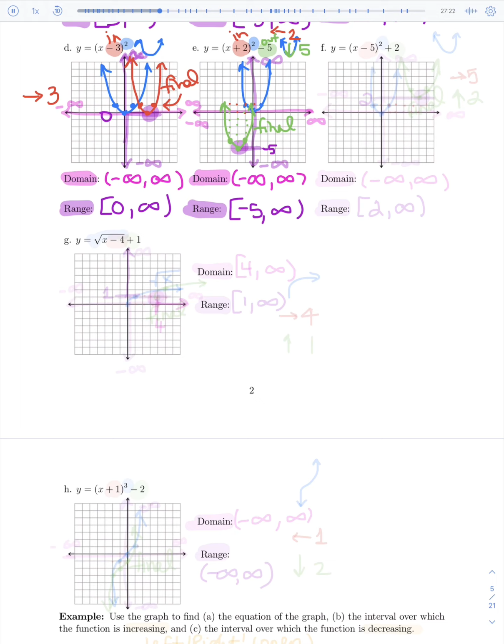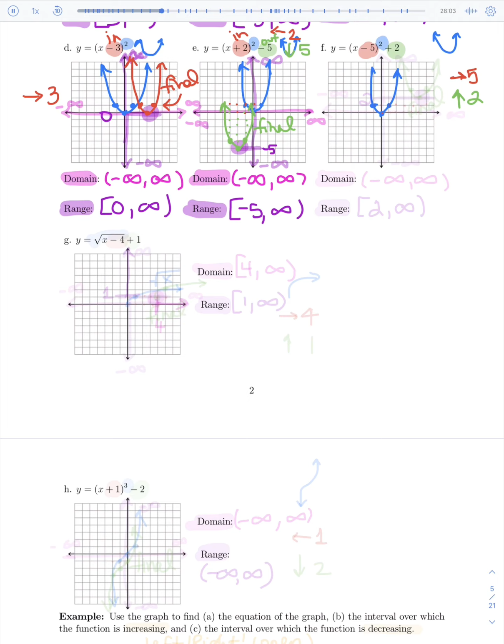Second to last problem here in F, we do have, again, something that is squared, which means we'll have our U shape, our parabola shape. We also have a -5 inside, which means we're actually going to move to the right 5. Then we have a +2 on the outside, which means we're actually going to go up 2. So let's draw our original graph first, which has 0, 0, 1, 1, -1, 1, and has our U shape. And then we're going to move all of our points right 5 and up 2.